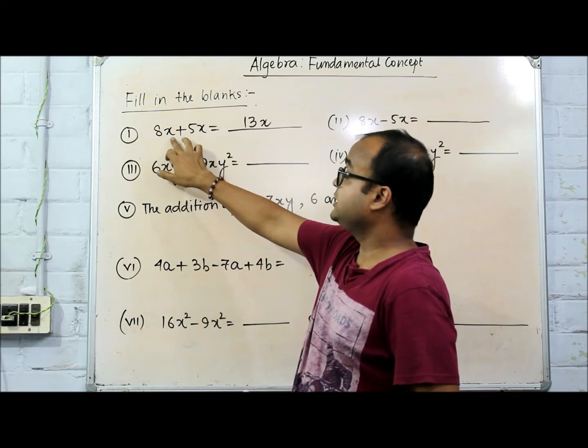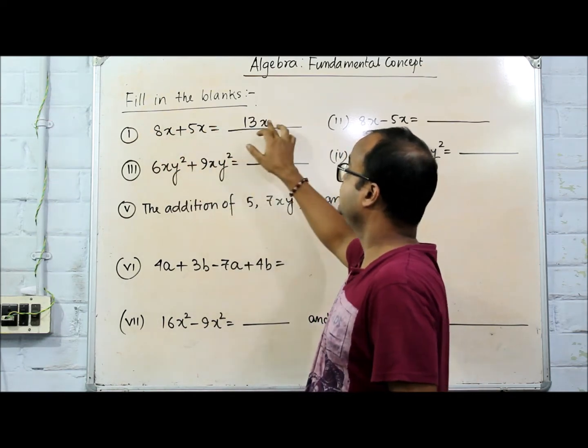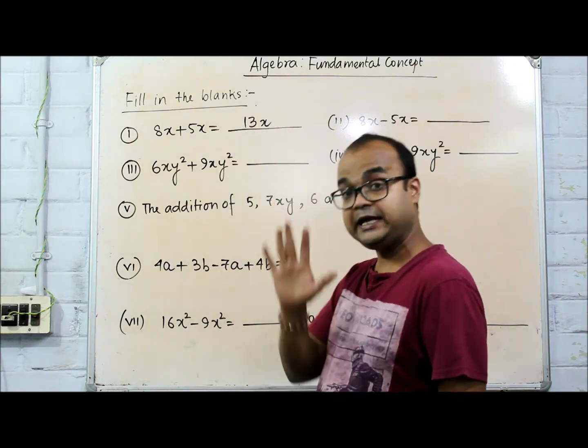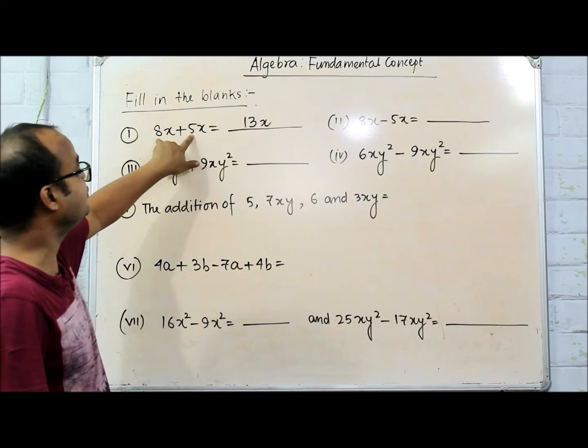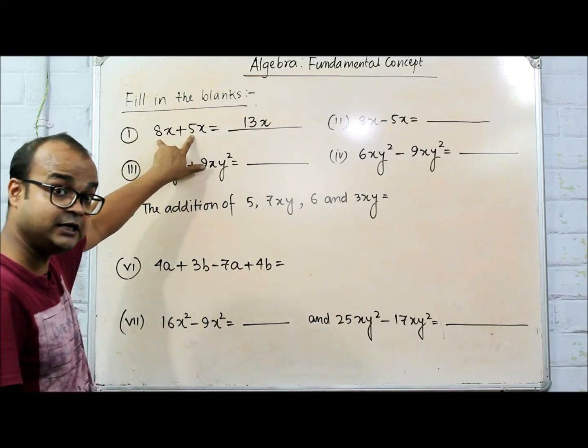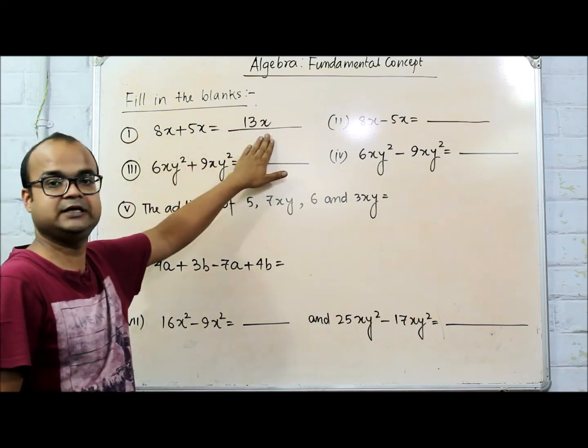Now sometimes, it is a very early phase of algebra, you are learning algebra, and the mistake you commit is, 13x plus x, you write x square. No, like terms, once you are adding, only you need to add the numerical coefficient. See, I am adding only the numerical coefficient, 8x plus 5x, 13x.